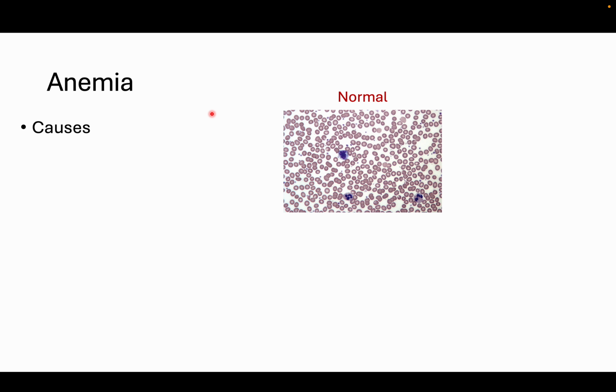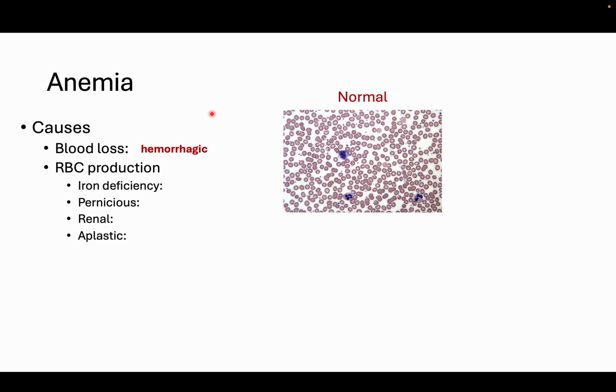Common symptoms include fatigue, pallor or paleness, shortness of breath, and the feeling of being chilled. So major causes include blood loss. When it's due to a loss of blood, this is known as hemorrhagic anemia. It can be caused by a deficiency in red blood cell production. So a number of things can cause this. So iron deficiency is one.